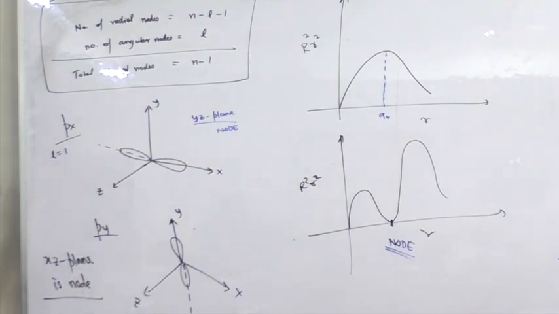An angular node is a plane or some other surface. A radial node is a sphere. Radial node is a sphere. Angular node can be a plane or some other surface also. Okay.